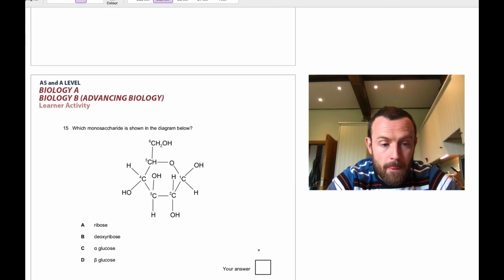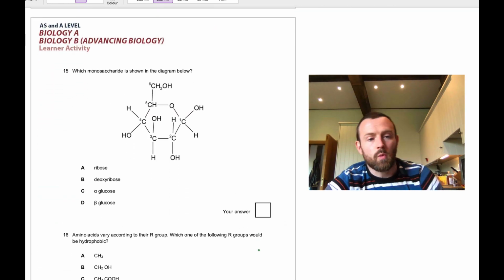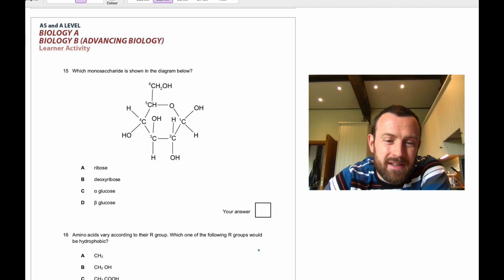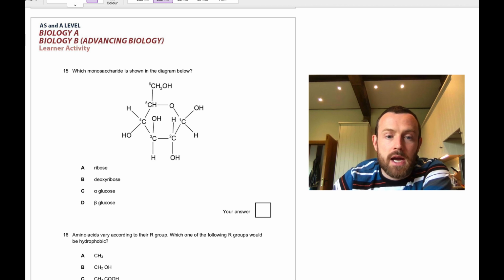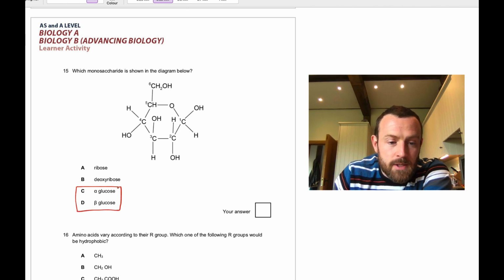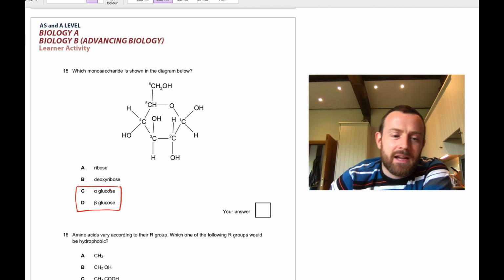Okay, moving on. Which monosaccharide is shown in the diagram below? Now, the only monosaccharides that you need to be able to draw and recognize the structures of are alpha glucose and beta glucose. So that is pretty much a big clue there straight away.